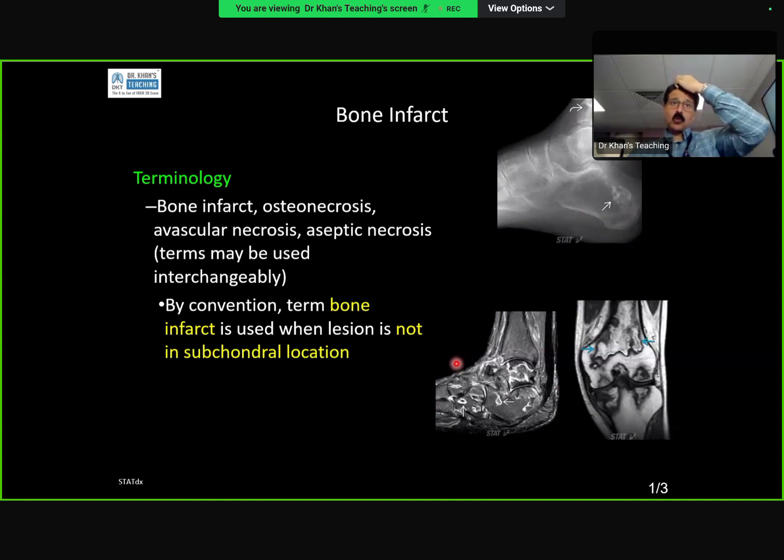Okay, from here we come to bone infarct. Now this is interesting: avascular necrosis versus bone infarct. And we have just complicated the matter for ourselves. We use the word avascular necrosis when the epiphysis or the end of the bone is involved, the subarticular portion of the bone. And when it is any other part of the bone, we use the word bone infarct.